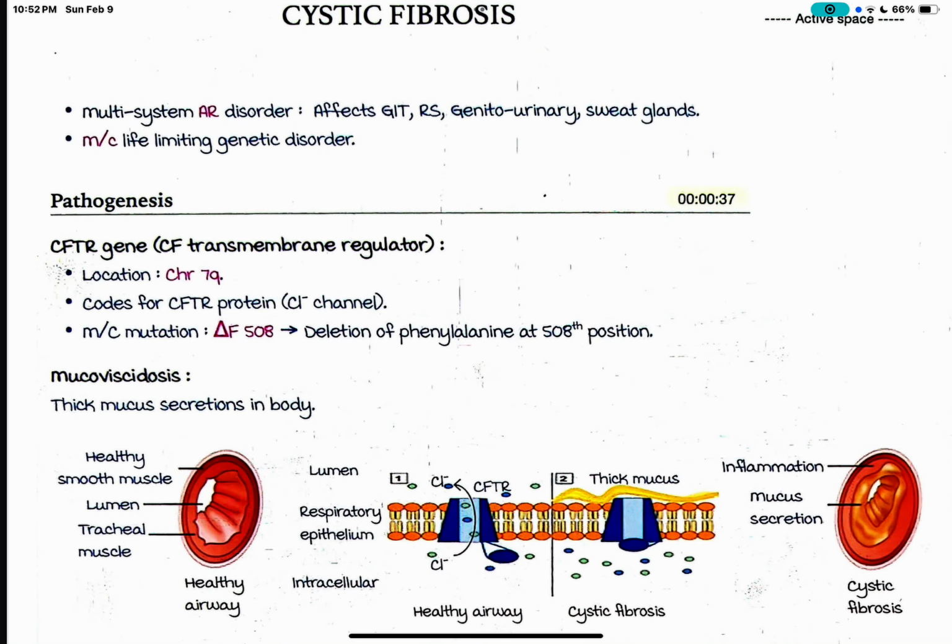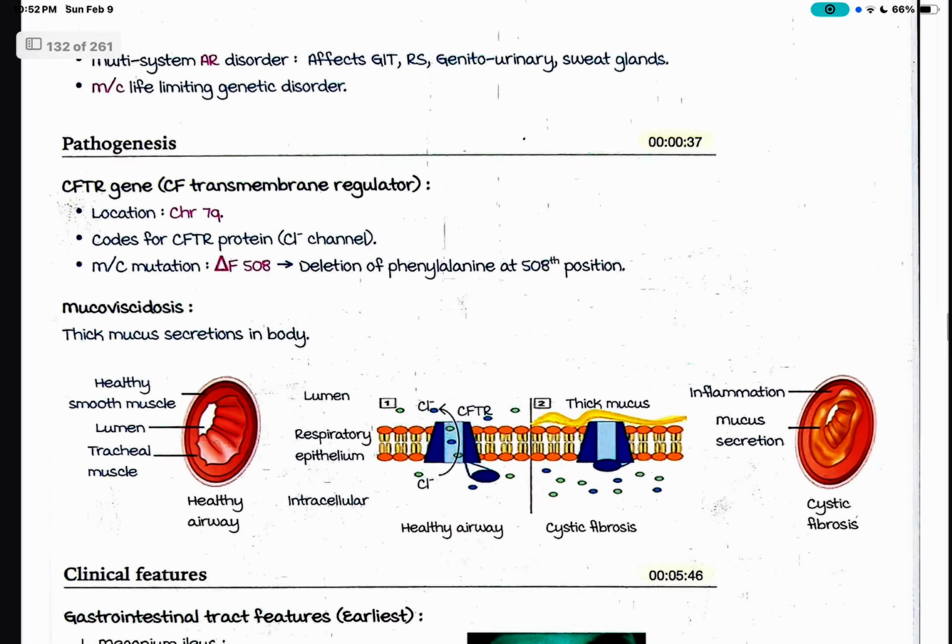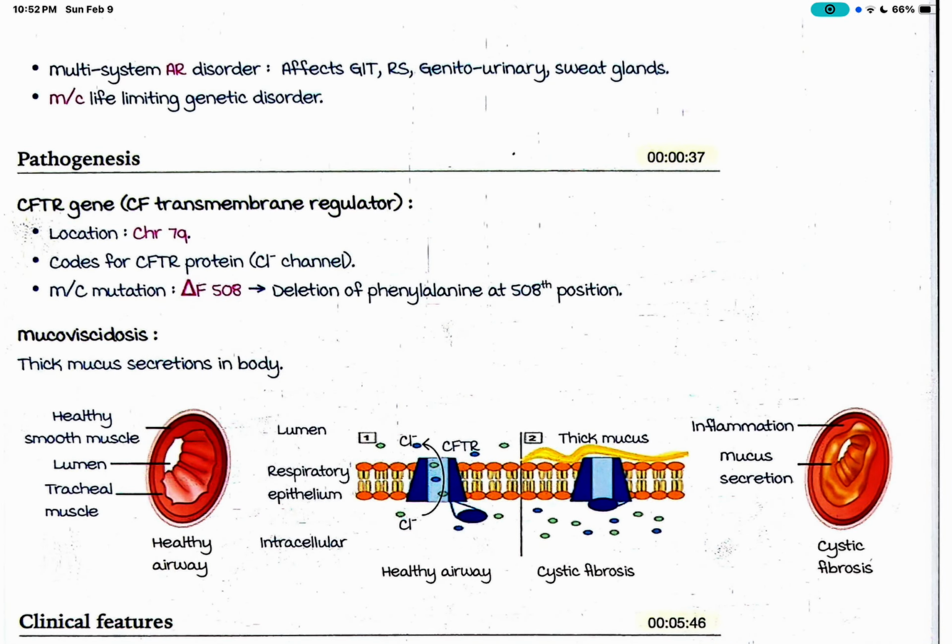CFTR gene, that is cystic fibrosis transmembrane regulator. Location: chromosome 7q. It codes for the CFTR protein, a chloride channel. The most common mutation is delta F508, deletion of phenylalanine at the 508 position. Also called mucoviscidosis, with thick mucus secretion in the body.